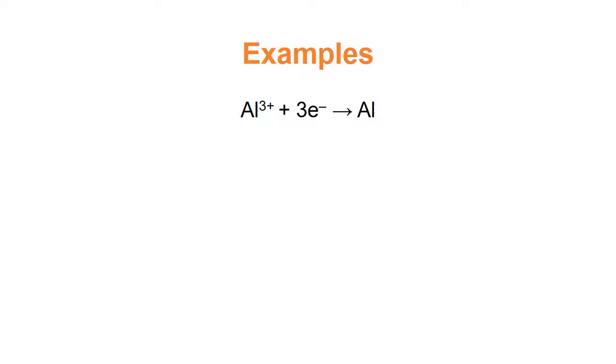Let's have a look at some more examples. Here we've got the aluminium 3+ ion, and that needs to gain 3 electrons in order to become neutral aluminium. Here's the copper 2+ ion. The copper 2+ needs to gain 2 electrons to become copper. Both of these would be happening at the negative electrode, the cathode. And the hydrogen ion, H+, each one of them needs to gain an electron, and we need 2 hydrogens to make the hydrogen gas that's being given off, because hydrogen is forming a hydrogen molecule.